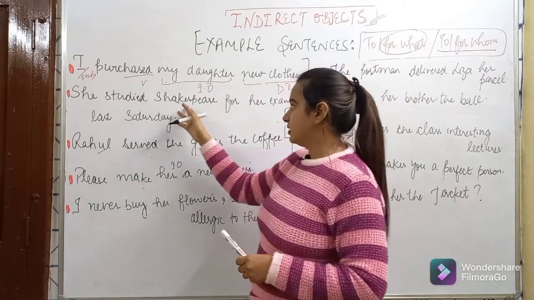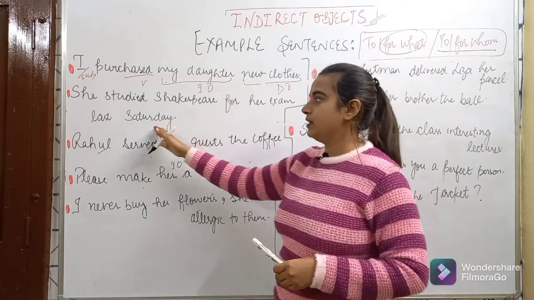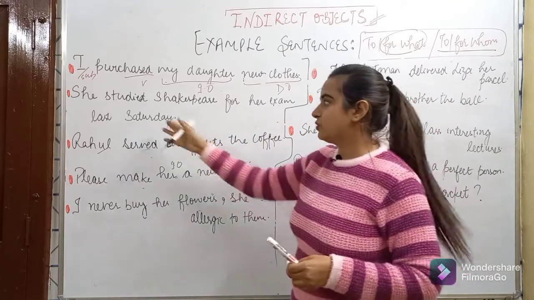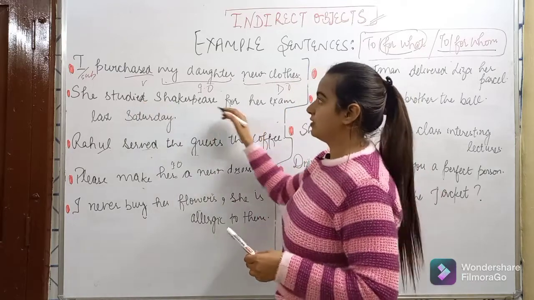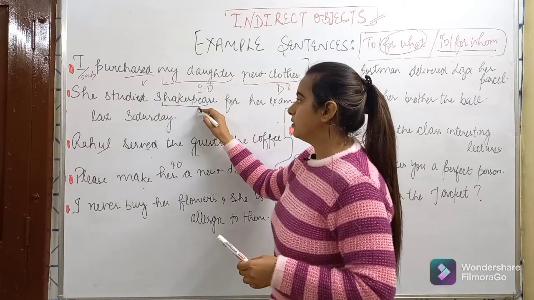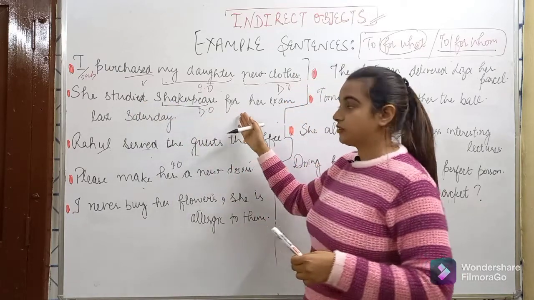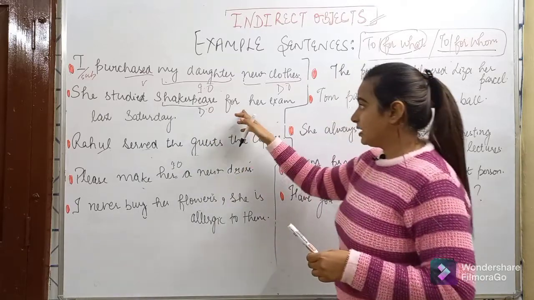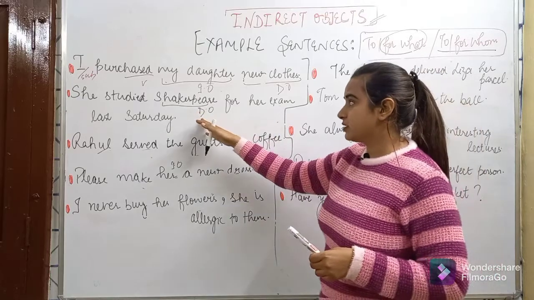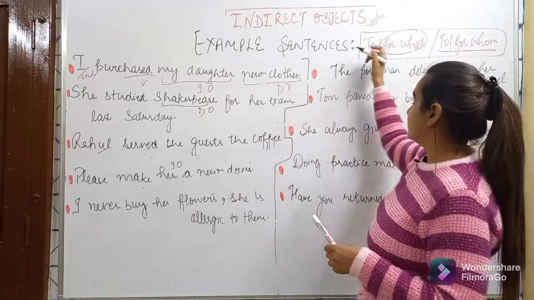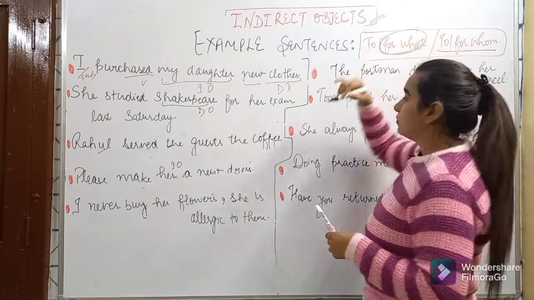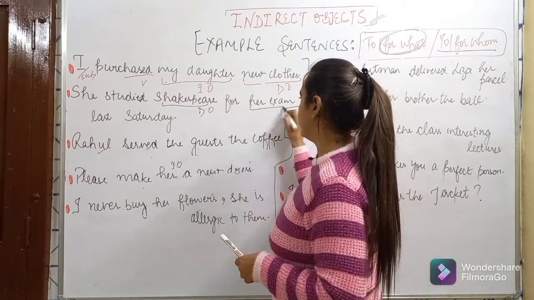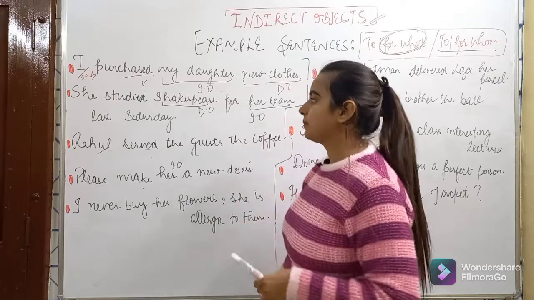Next, she studied Shakespeare for her exam last Saturday. She studied what? The action of studying was performed on Shakespeare, so it is your direct object. She studied what? She studied Shakespeare. And for what did she study Shakespeare? For what purpose did she study Shakespeare? For her exam. So it is your indirect object.